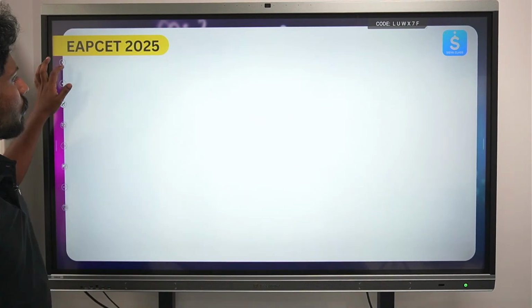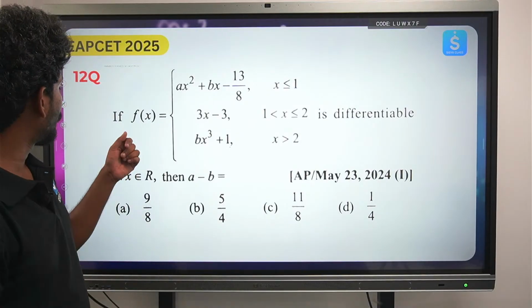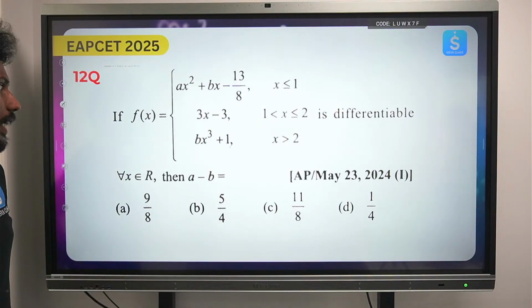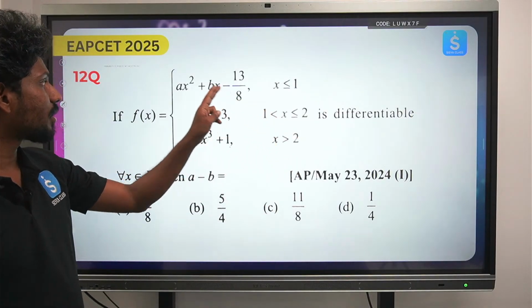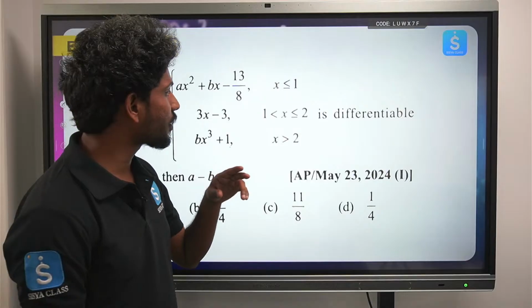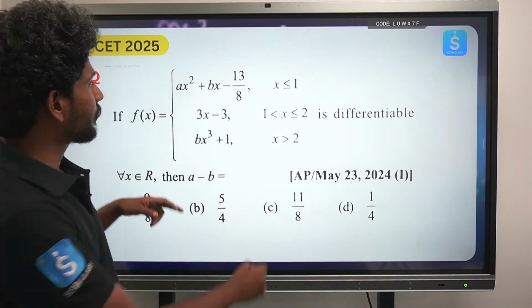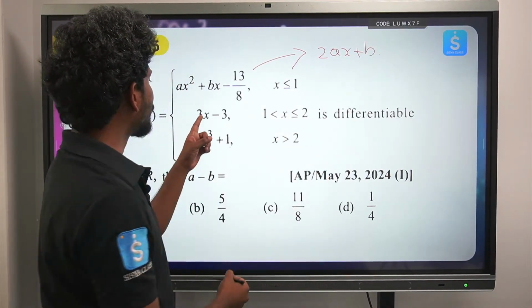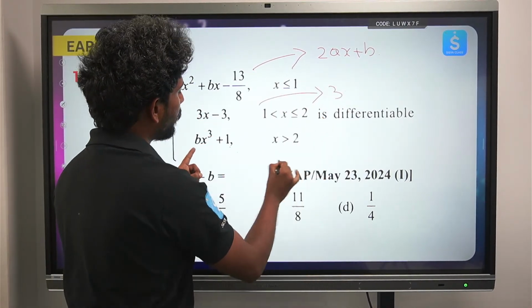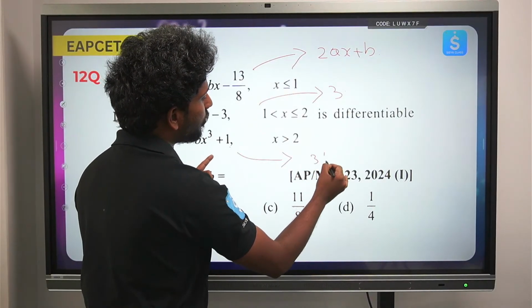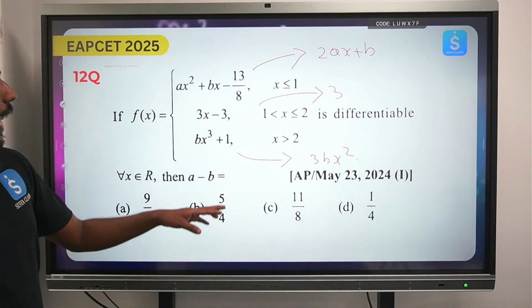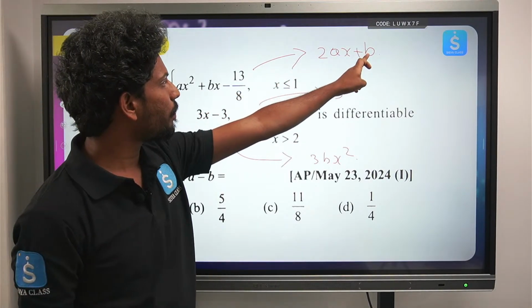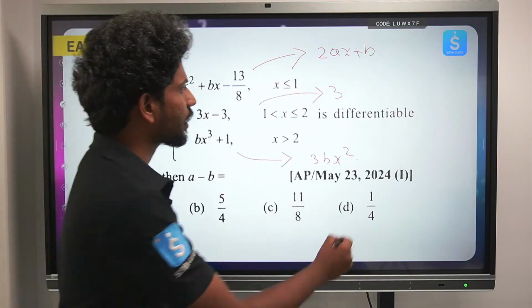Okay. So here is, I think, the last question. f(x) = ax² + bx − 13/8. He's saying it is differentiable. So as he's saying differentiable, let's take the split function of the whole thing. I'm directly writing here: 2ax + b, and this will be equal to 3, and if you differentiate the other part, this will be equal to 3bx². Now, as he's saying it is differentiable already, at x = 1, 2a + b equals 3. That is the condition it should satisfy.